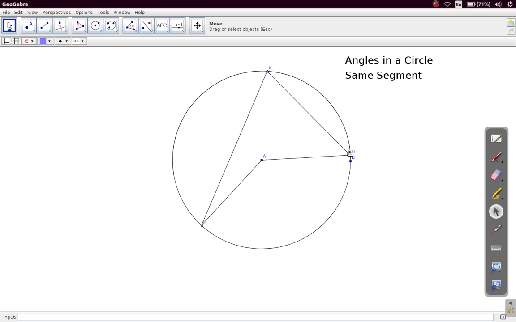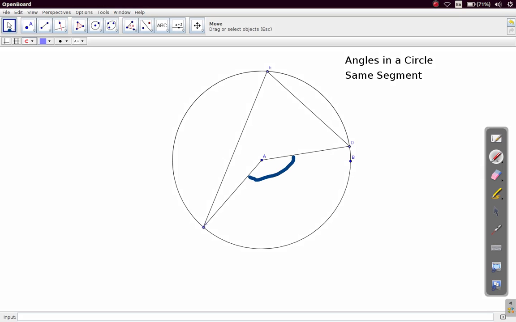Remember, last time we looked at the fact that the angle at the center is twice the angle at the circumference of the circle. The angle at the center is formed by two radii, and the angle at the circumference is formed by two chords that lie on the same main chord.